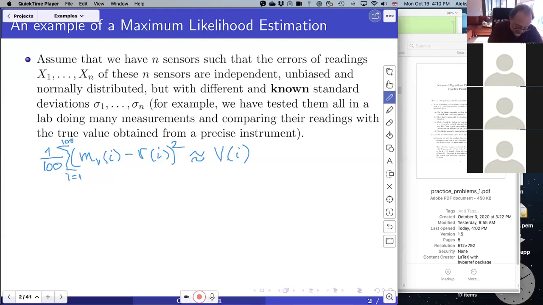In fact, here I shouldn't be dividing by 100, but I should be dividing by 99. But actually, you know what, this is a lab quality voltmeter, so it is actually the true value of the voltage. So that would be perfectly fine like this.